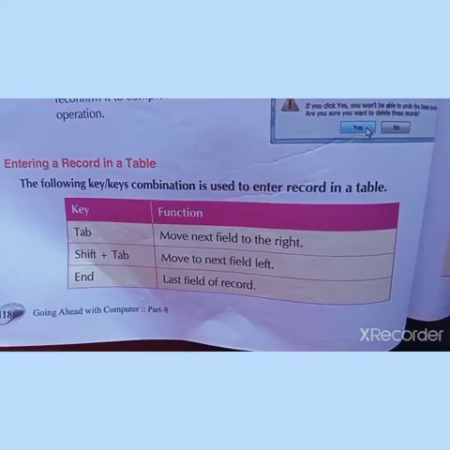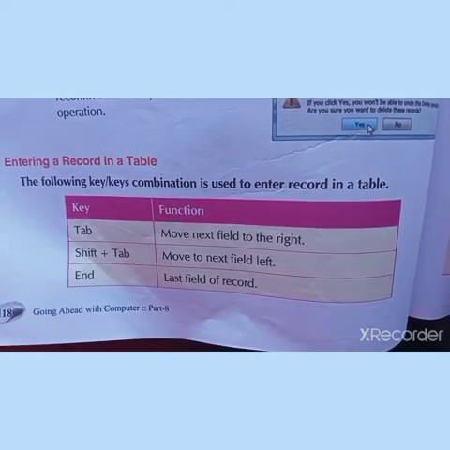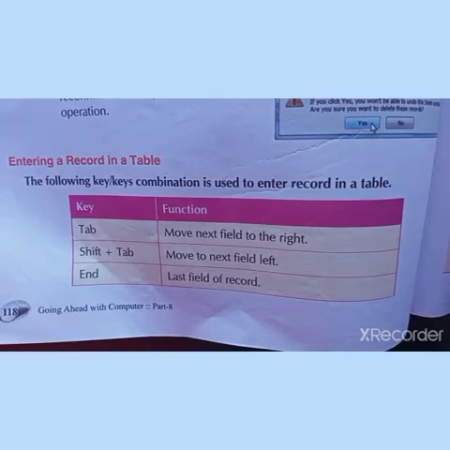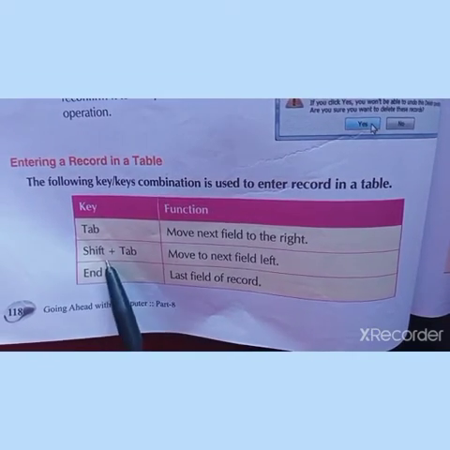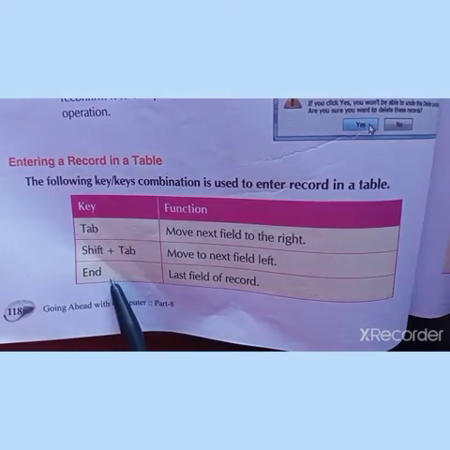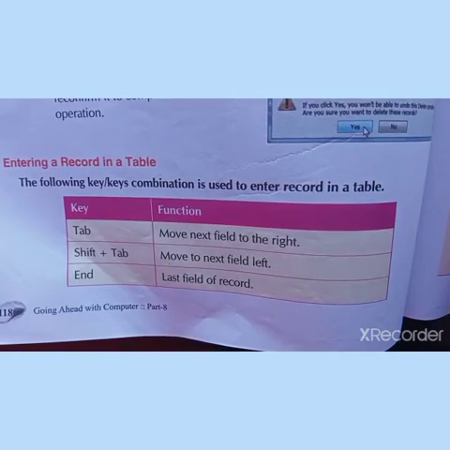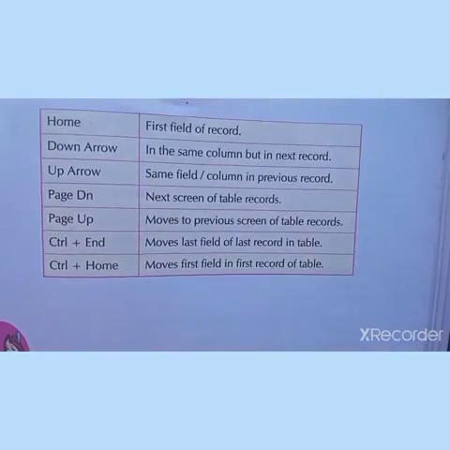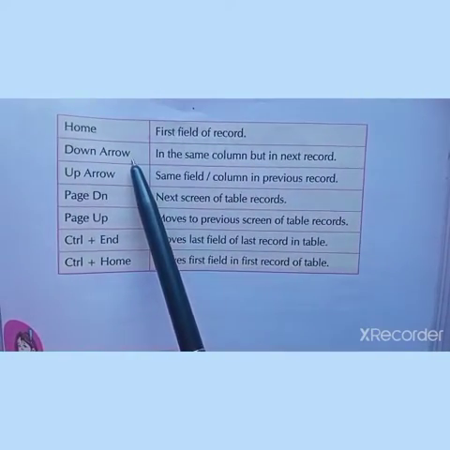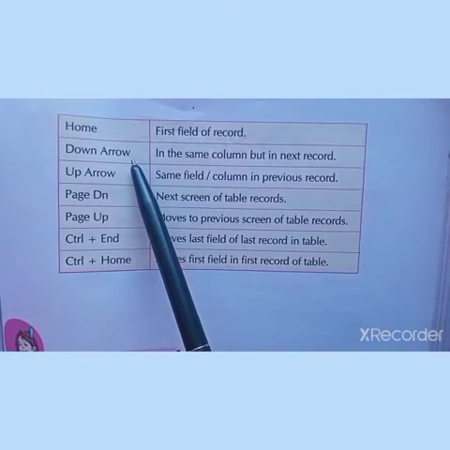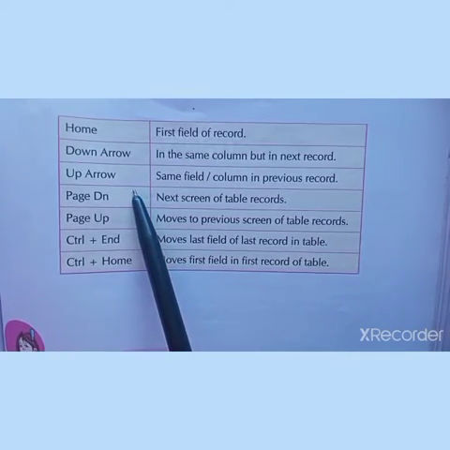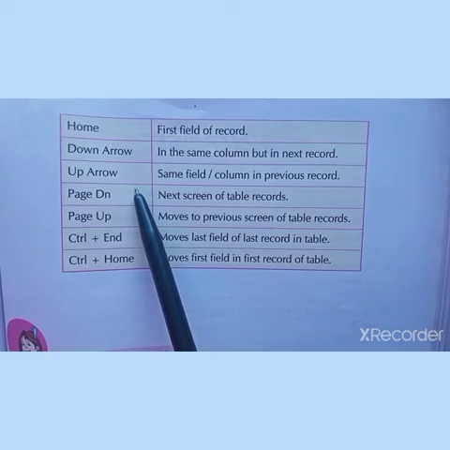Here's a list of the keys that can be used while we enter the records in the table. Tab key can be used to move from one field to another, that is to the right of the field. Shift plus tab can be used to move to the left of the selected field, and the End key is used to move to the last of the field, that is the last record of the field. Home key can be used to move to the first record of the field. Down arrow can be used to come down to the next record in the same column. Up arrow key is used to move to the previous record in the same field.